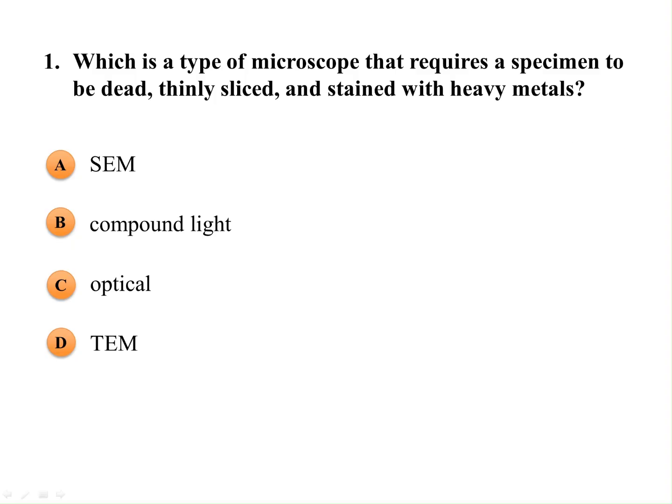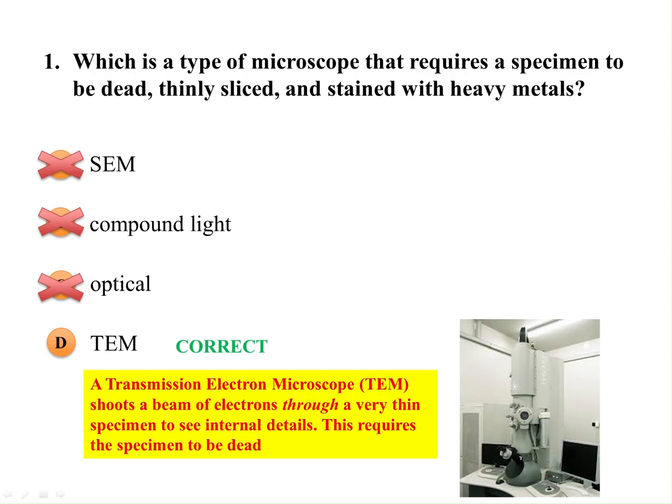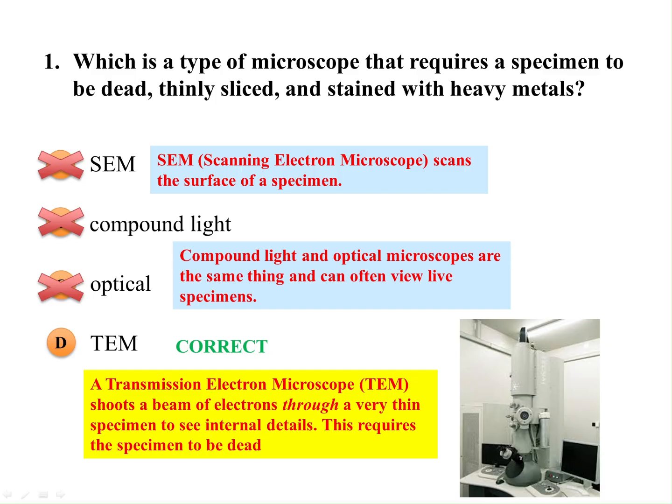The answer is D, transmission electron microscope, because it shoots a beam of electrons through a very thin specimen to see internal details, and this requires the specimen to be dead. We cannot choose the scanning electron microscope because the specimen is already dead but not sliced. Compound and optical microscopes are used to view live specimens.